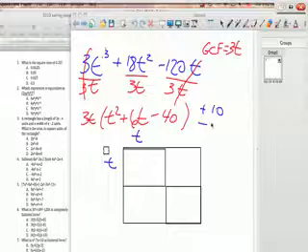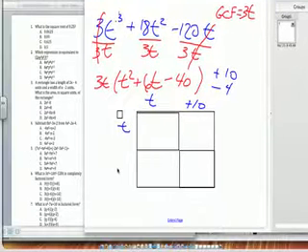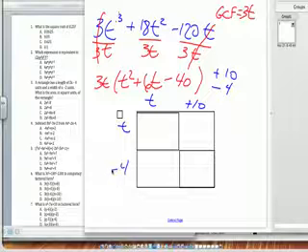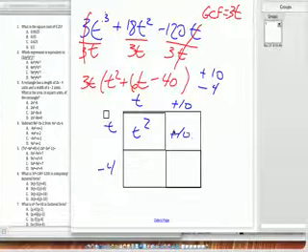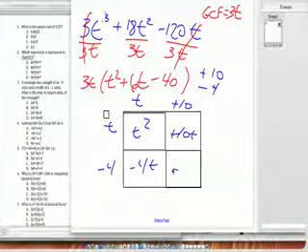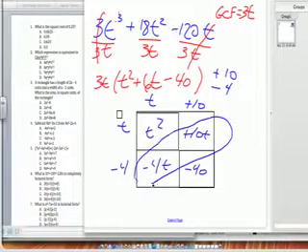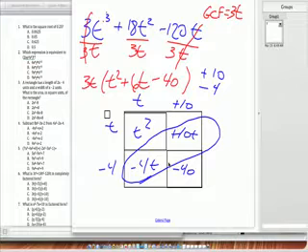So let me think. About positive 10 and negative 4. I think that might work because 10 times 4 is 40, so that works. 10 minus 4 is 6, so let's double check that. t squared minus 4t plus 10t minus 40, and then when I add 10t minus 4t, I get 6t left.